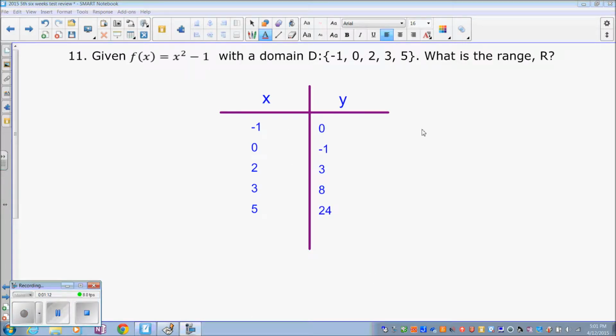Okay, so here's your completed XY chart, and you guys should write that on your review, and it tells you when x is -1, y is 0, and so on. And that's what it's asking for when it says what is the range. You've got to get all your y values, and to me the easiest thing to do is to graph it and pull up your t-chart.